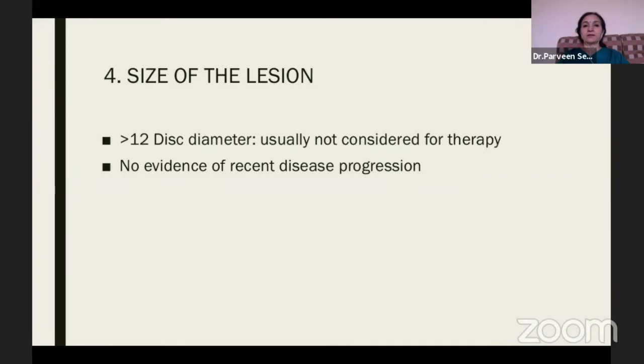Fourth point, look at the size of the lesion. If it's a very large lesion, more than 12 disc diameters, think about therapy, because it's a long-term therapy. The visual outcome may not be great, but in the evidence of a recent disease progression, you may still think of treating.